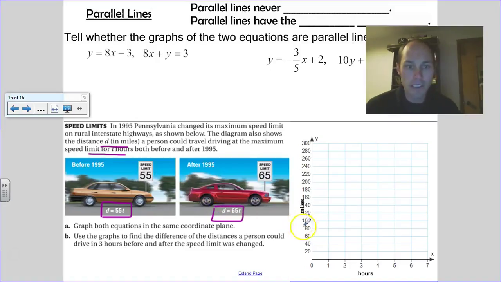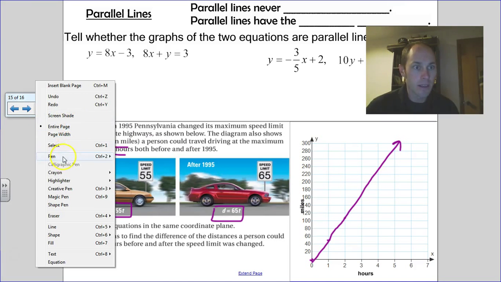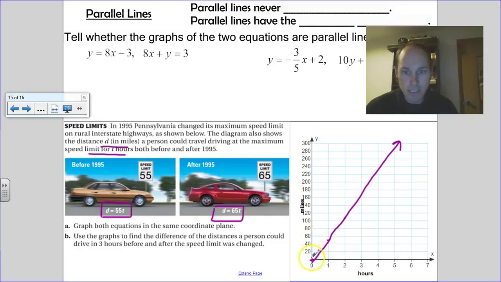If we graph both equations on the same coordinate plane, 0 hours, 55 miles, 110 after 2 hours, and let's put the other one up there. Distance is 65, so 65 after 2 hours would be 130. So if we graph that one, find the differences using the graph.